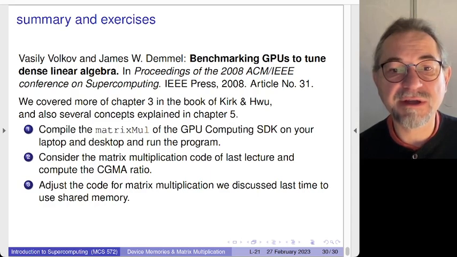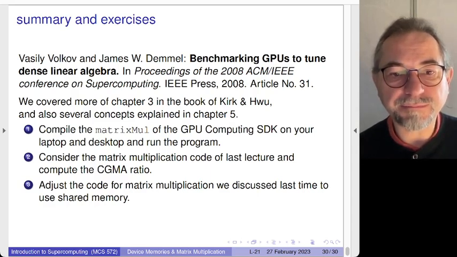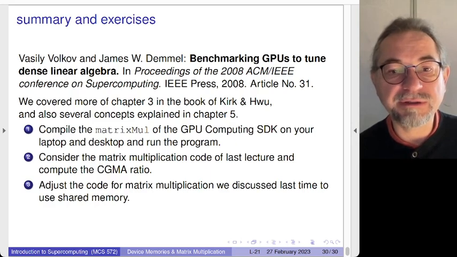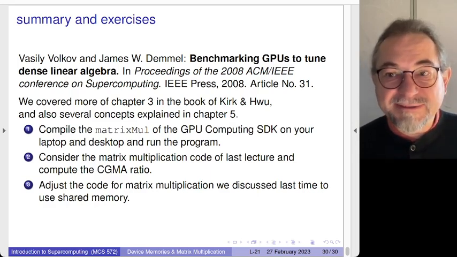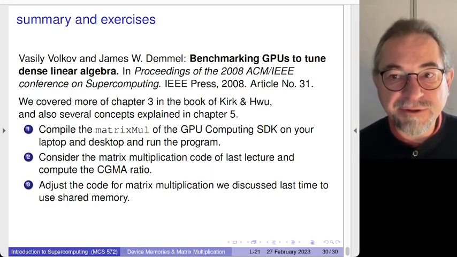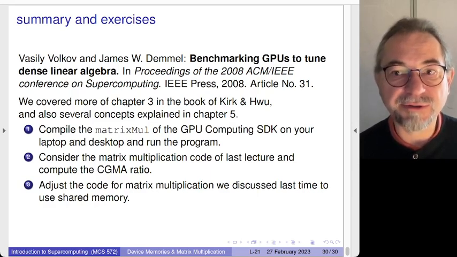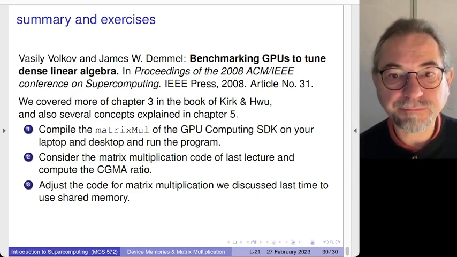The main exercise of this lecture, and this is essentially a paper and pencil exercise, is to compute the compute to global memory access ratio. As this is a hands-on course, you're very much welcome to take the very basic matrix multiplication code we started with and try to update this. So one would hope that you gradually also get more confident to write high performant accelerated code.